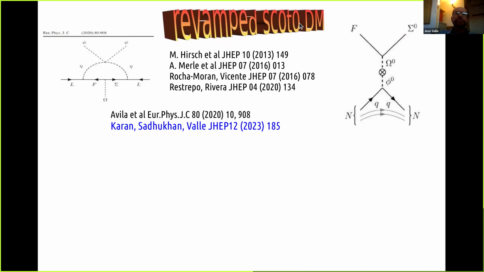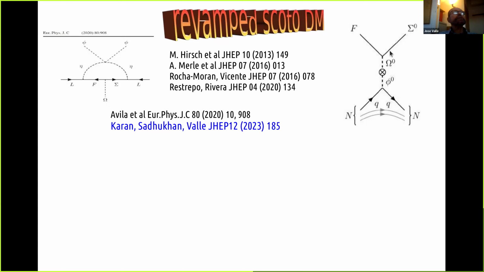And in this revamped scotogenic seesaw mechanism, one adds not only a fermionic singlet, but also a fermionic triplet. And this is very much like supersymmetry. The fermionic singlet is like the bino. The fermionic triplet is like the neutral wino. And one needs also to add a scalar triplet boson. The presence of this scalar triplet is crucial to make this theory fully satisfactory from the symmetry point of view, first of all, and from the phenomenological point of view, because in this case, one can have tree-level nuclear recoil, a spin-independent nuclear recoil of fermionic dark matter.